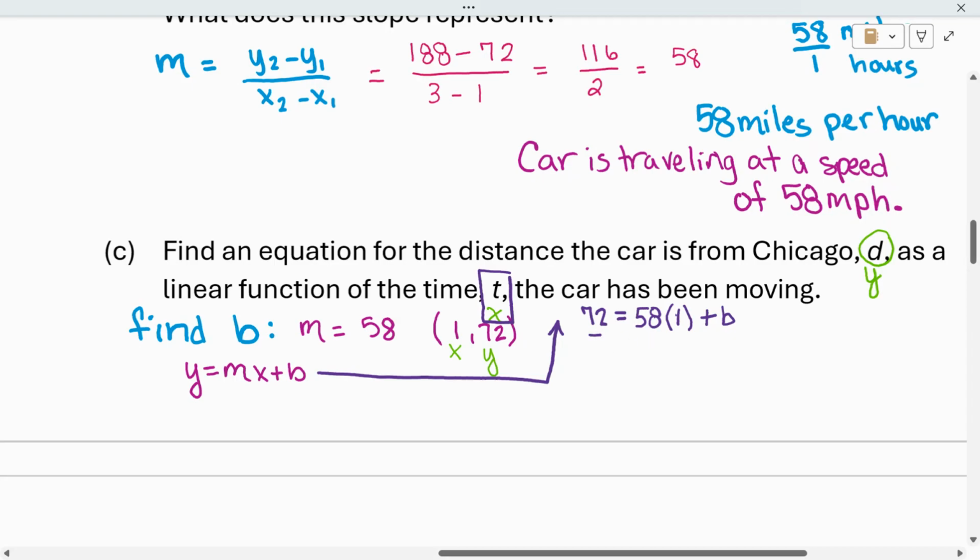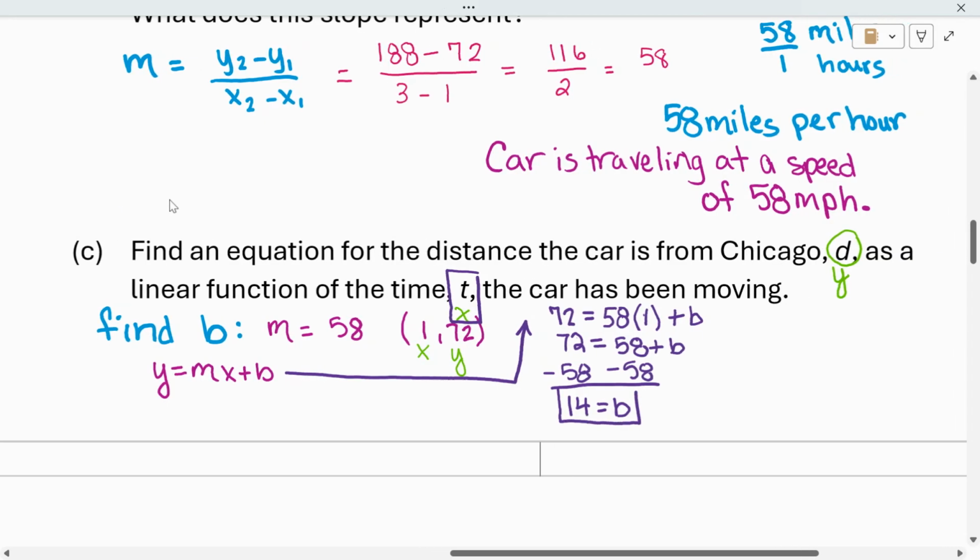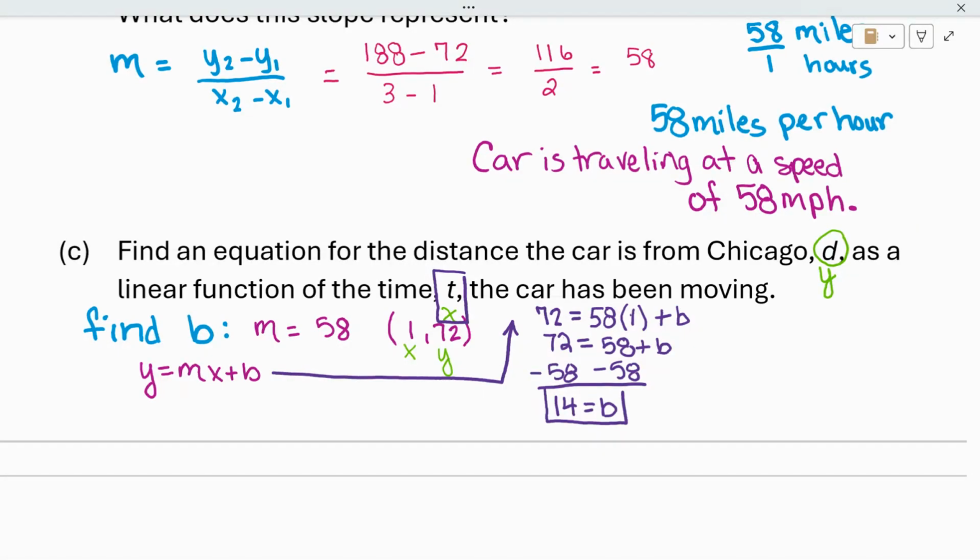Well, I know that 58 times 1 is 58, so 72 equals 58 plus b. And I know if I want to get b all by itself, I have to subtract 58 from both sides. And when I do that, I find out that my starting point, b, was 14. So now I have all the information that I need. I have both parameters, and I can write my equation: y equals my slope, which was 58, times x plus 14, which is b.